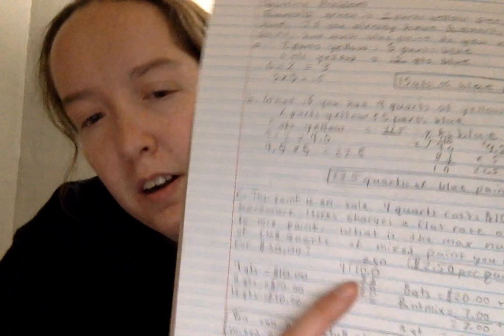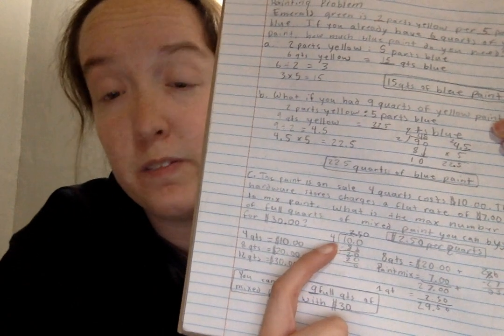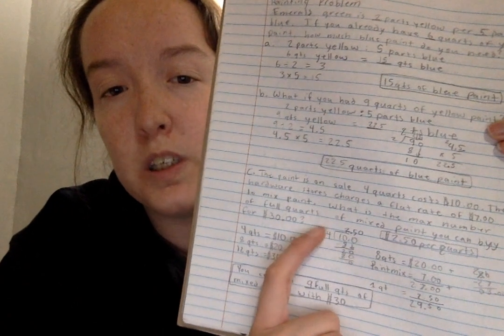Part C is the paint is on sale. 4 quarts cost $10. The hardware store charges a flat rate of $7 to mix the paint. What is the max number of full quarts of mixed paint you can buy for $30? So I started by doing 10 divided by 4, because that's $10 for 4 quarts, which gets me $2.50. So it's $2.50 per quart of paint.